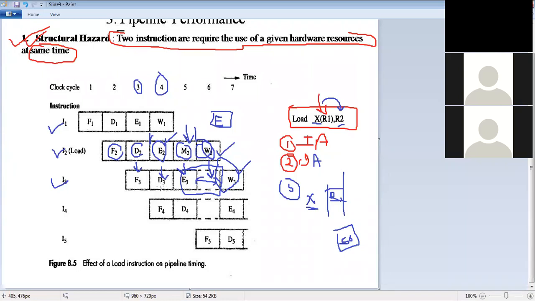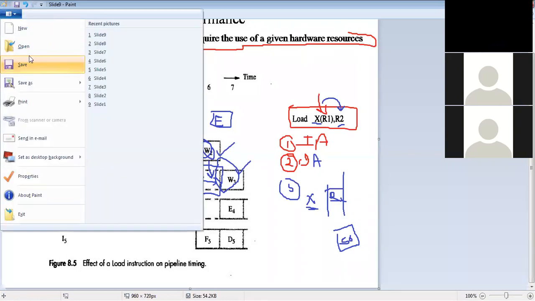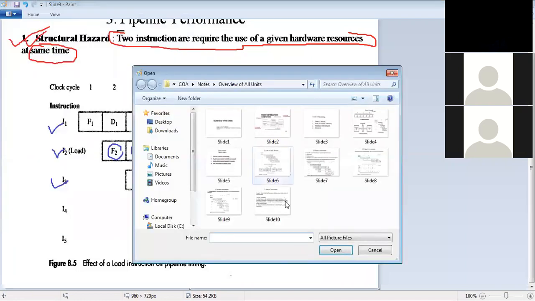So we have now ended the discussion of hazards. Now let us go for the discussion part.